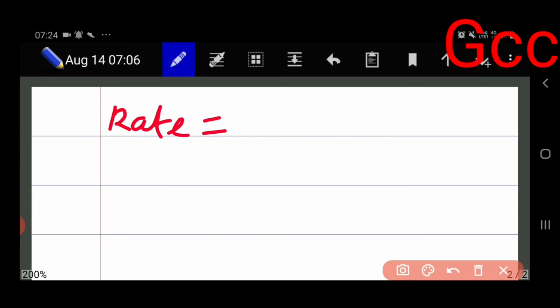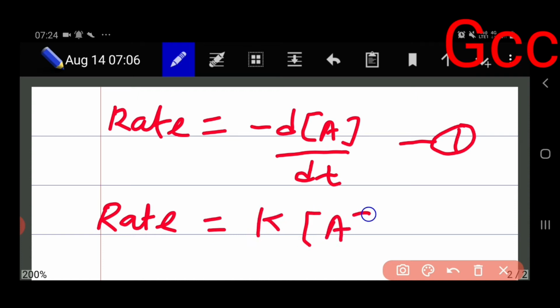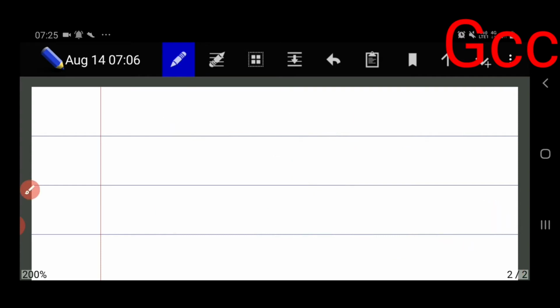Rate is equal to minus dA upon dt. Let this be number 1. And in the same way we can also write rate is equal to k into A raised to power 1. This is number 2. Clear? Now what to do there?